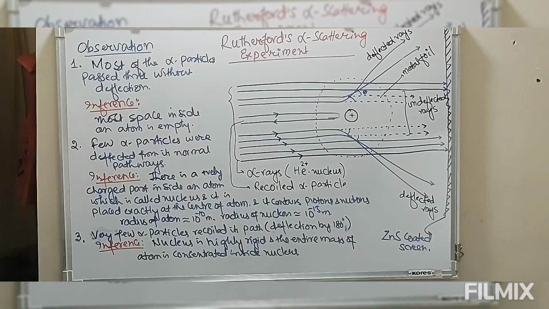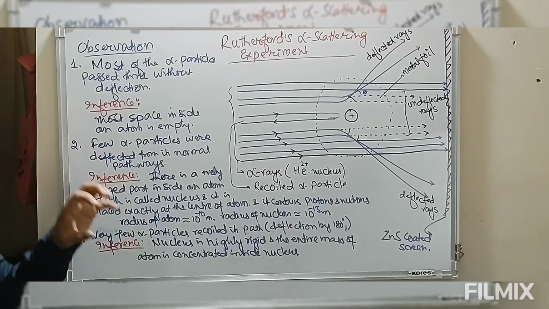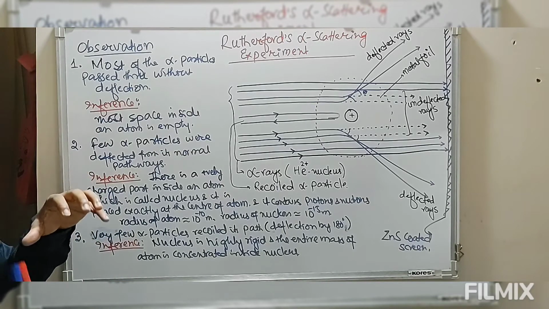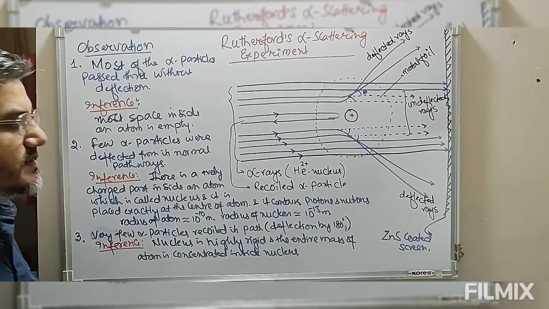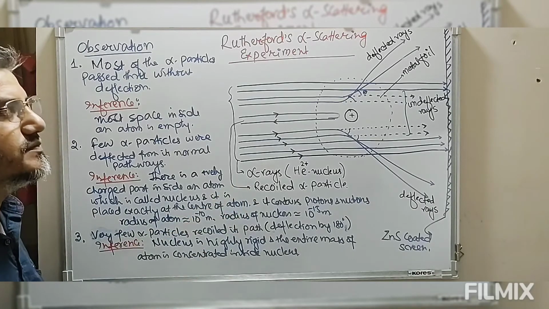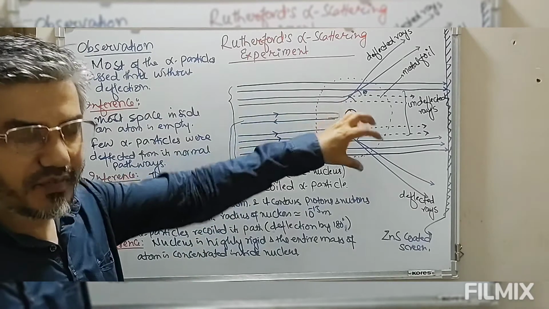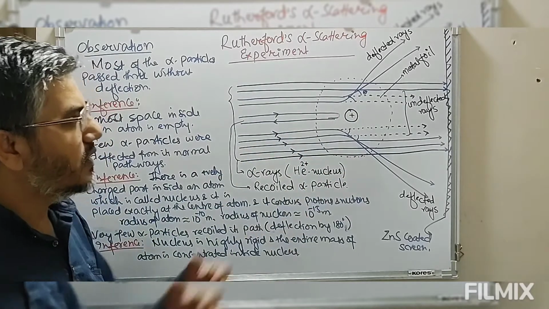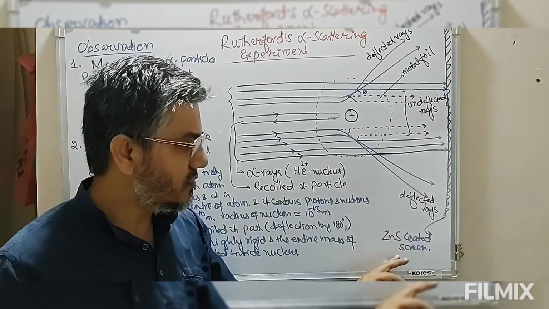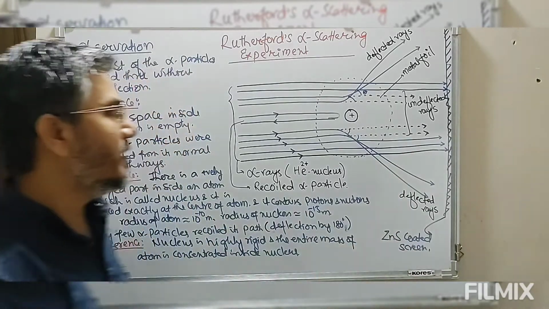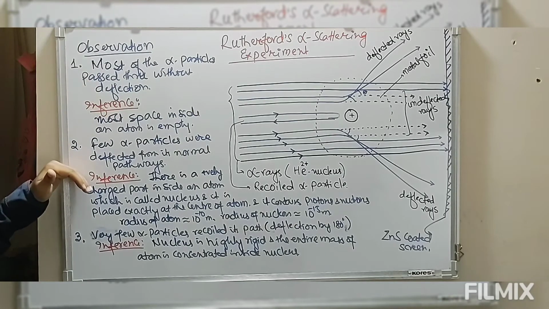So these are the main observations and the inference or conclusion drawn from the observations. This is Rutherford's alpha scattering experiment. The main points we have to keep in mind are: what is an alpha particle, why we use heavier particles and why we cannot use lighter particles. Second, what is the use of zinc sulfide, which is being quoted on the screen. Then, what are the observations and the inference.